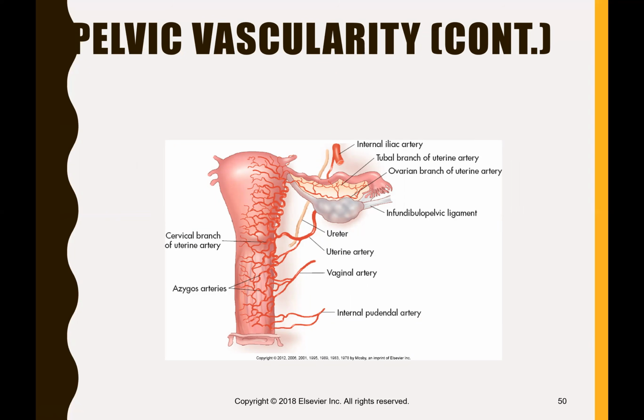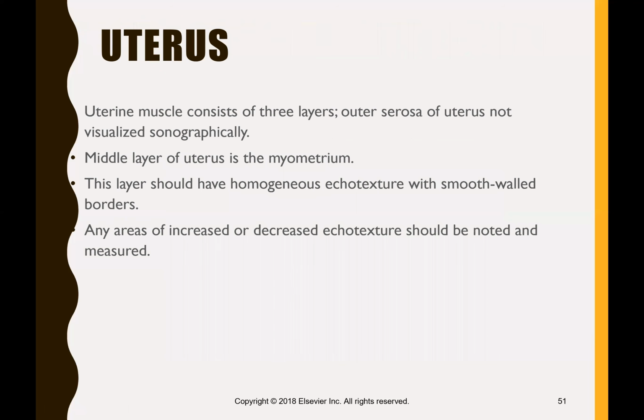is what the arteries are that are giving the blood flow to the uterus and ovaries. And the uterus is actually very vascular. It's kind of crazy. We'll talk a little bit more about that in just a second. But let's remember the 3 layers of the uterus: the serosa, the myometrium, and the endometrium. You will need to know this for your test.